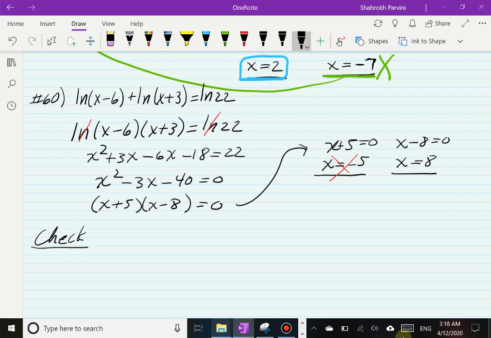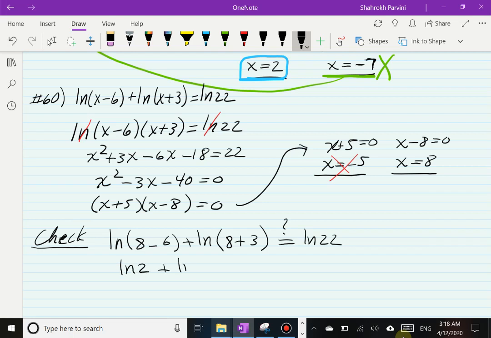Again, the way I did it just a moment ago suffices for what we're doing, but if you actually want to see how do I plug in and show the left equal right, that's what I want to do. 8 minus 6 plus ln of 8 plus 3, will it equal to ln of 22? Let's see if it does. So 8 minus 6, that's 2, plus 8 plus 3 is 11. Will that equal to ln of 22? Doesn't look like it the way it is, huh?